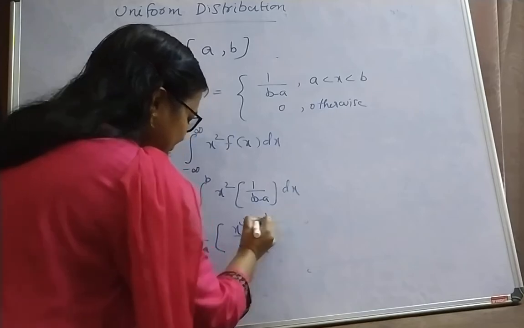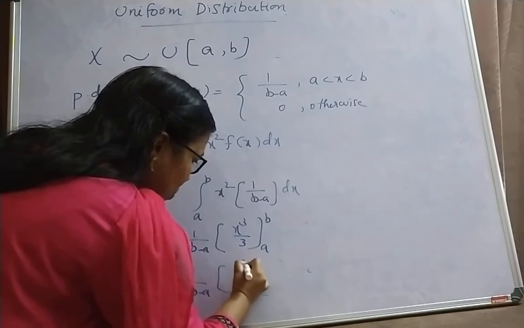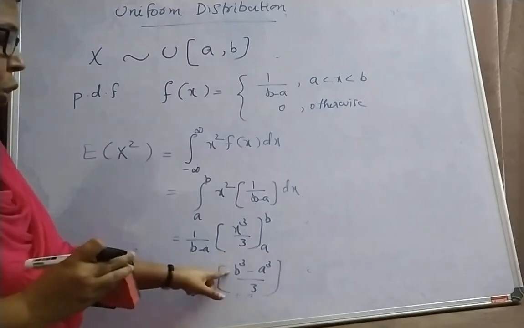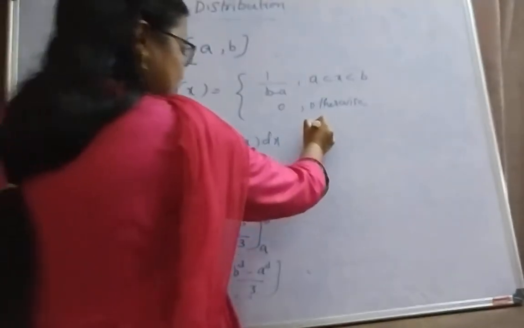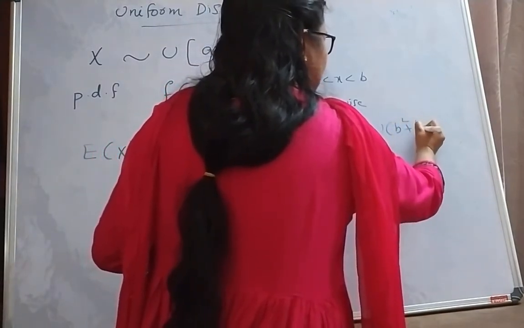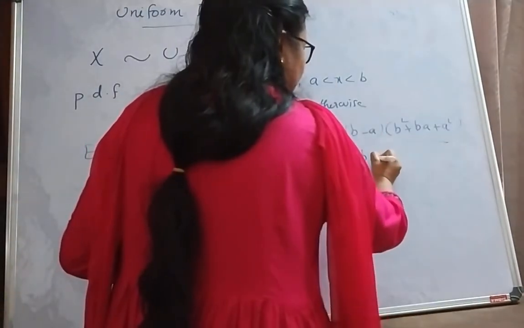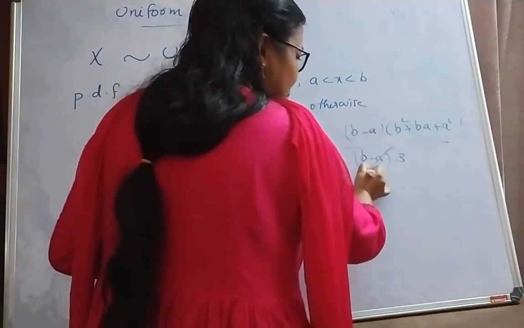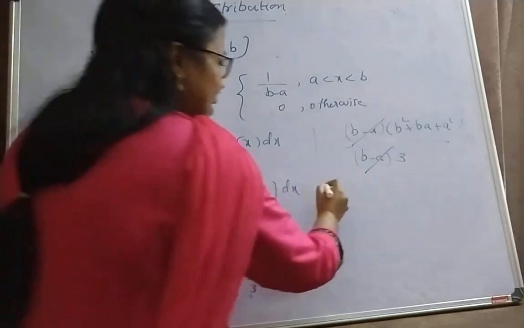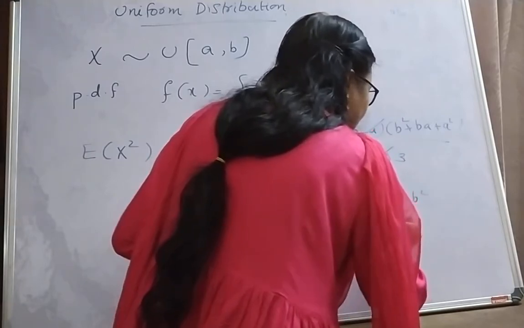Limit a to b. Applying the limits, upper limit b cube, lower limit a cube, by 3. This b cube minus a cube can be written as b minus a into b square plus ba plus a square, by this b minus a into 3. This b minus a will be cancelled. Then we get expectation of x square as a square plus ab plus b square by 3.